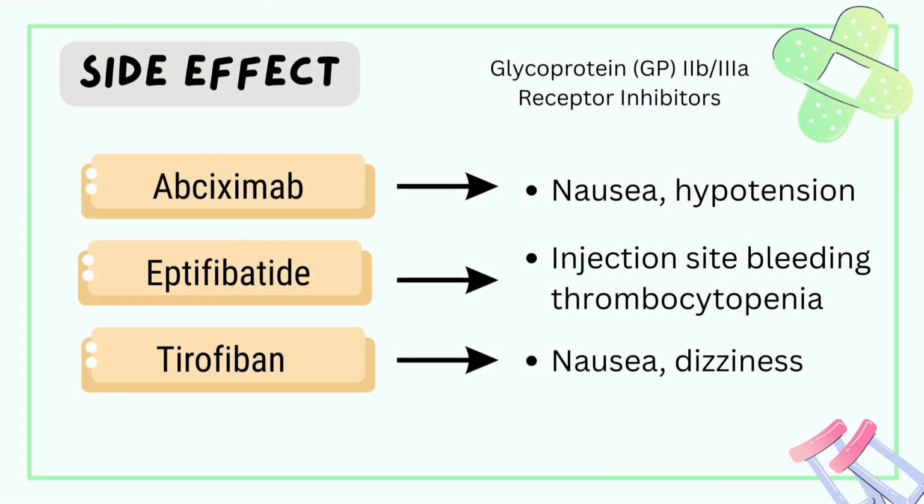For GPIIb-IIIa inhibitors, abciximab can cause nausea and hypotension. Eptifibatide can cause bleeding at injection sites and thrombocytopenia, while tirofiban may cause nausea and dizziness.